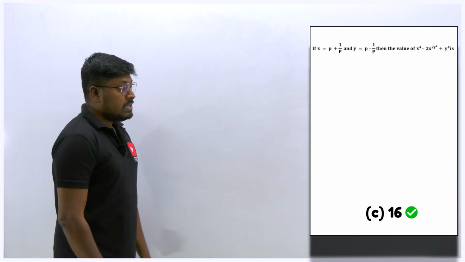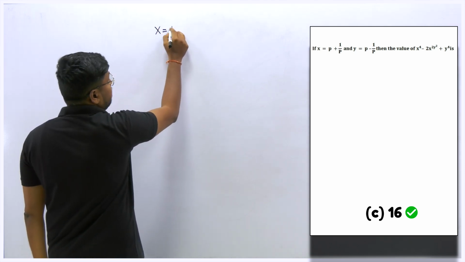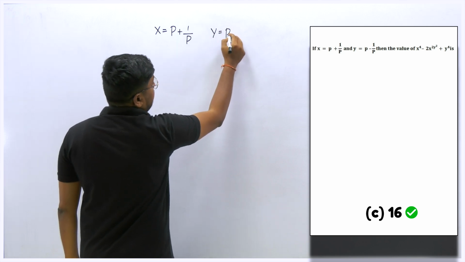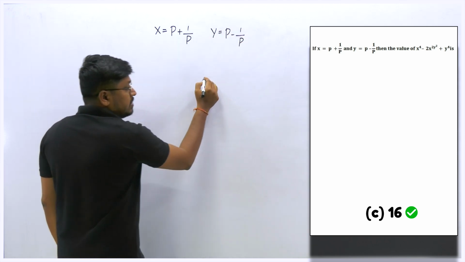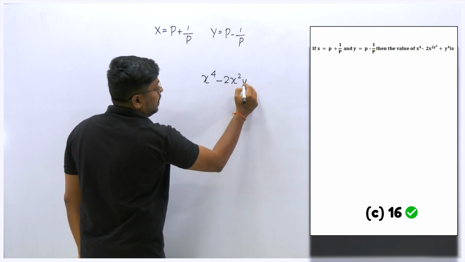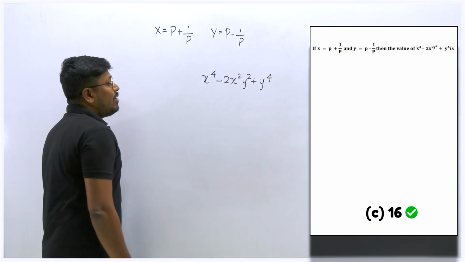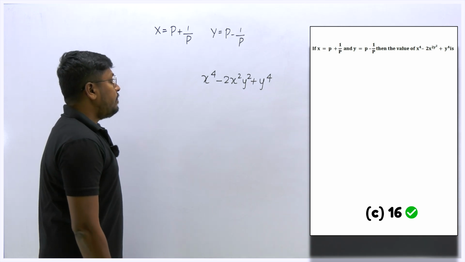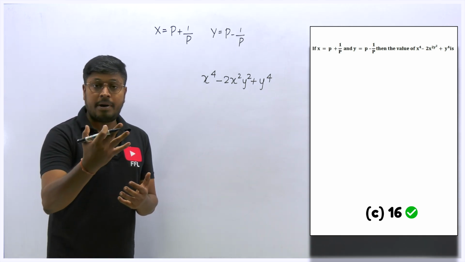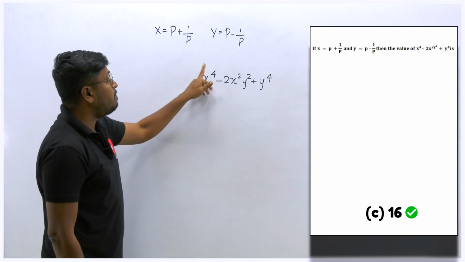Second question. They have given two values: x is equal to p plus 1 by p and y is equal to p minus 1 by p. Our target is to find x power 4 minus 2x square y square plus y power 4. This is the value we need to find. If you know the formula for a plus b the whole power 4, you can directly substitute x as p plus 1 by p power 4.